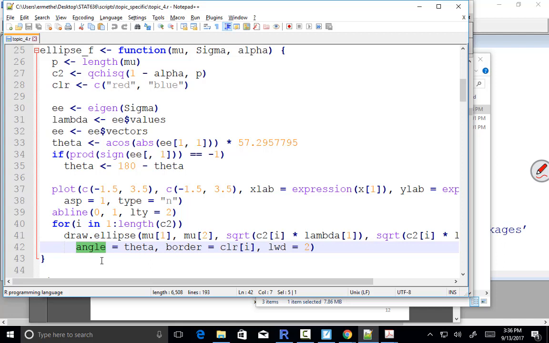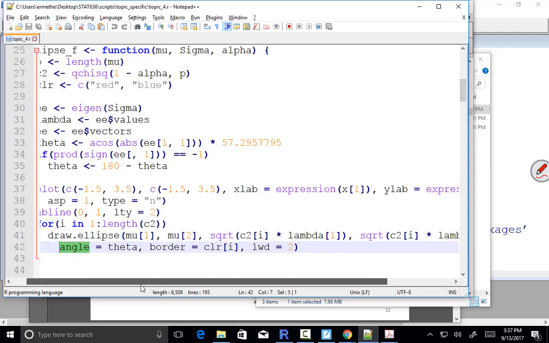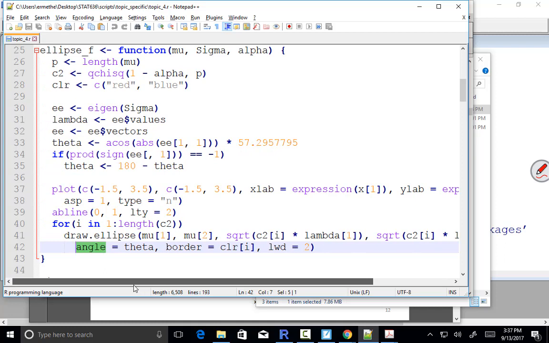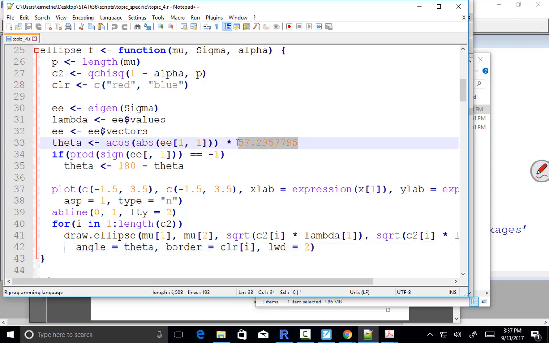Inside the draw.ellipse, if you say degree equals false, okay. As with most things in R, there are multiple ways to do most everything. So you can apparently avoid making this conversion if you use another argument to draw.ellipse to make it work with radians instead of degrees.